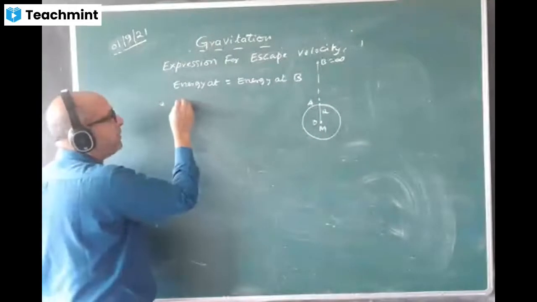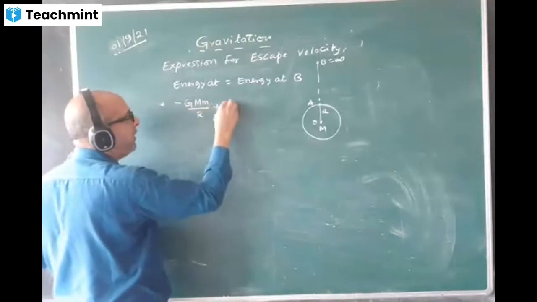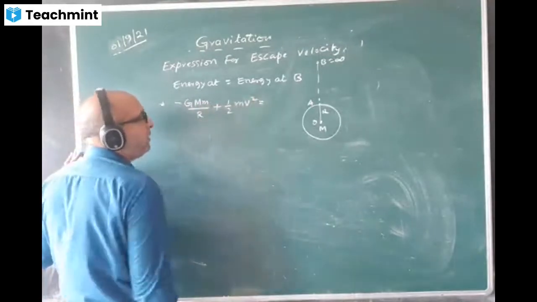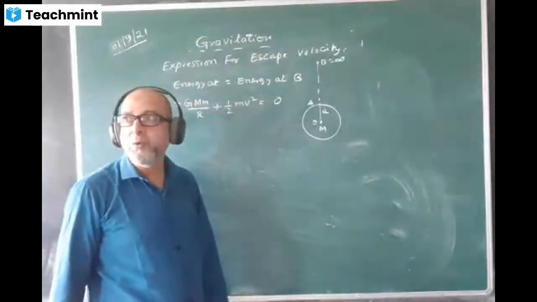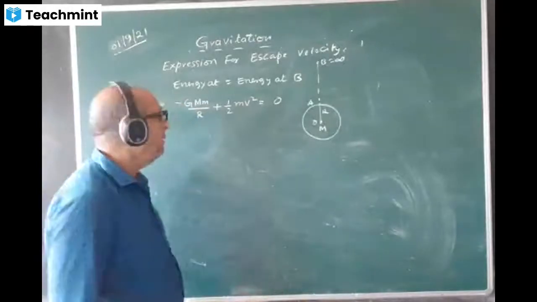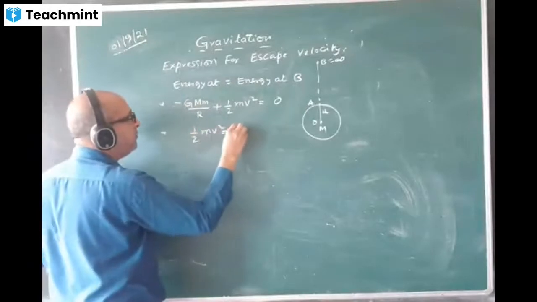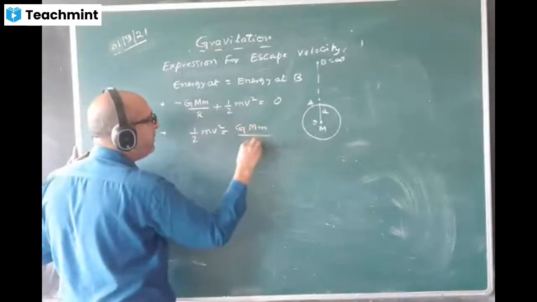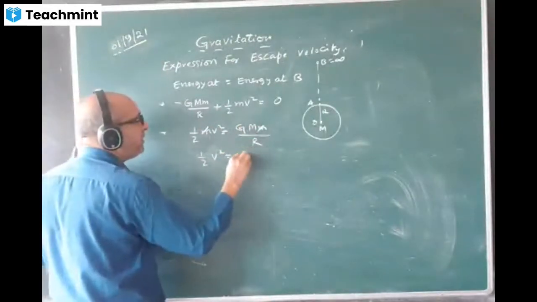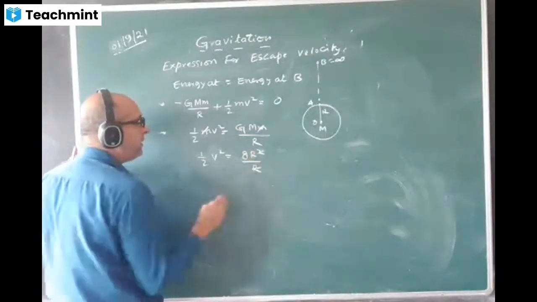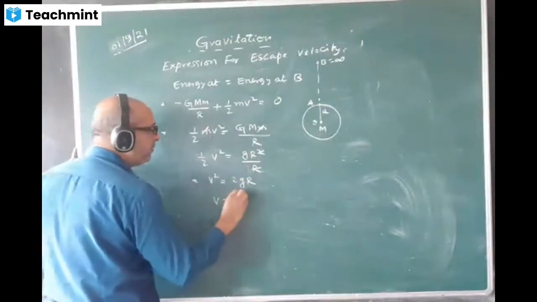Energy at A will be minus GMm by R plus half mv square. And energy at B will be 0, because the body is going beyond Earth's gravity, so the energy becomes 0. That's why the body doesn't return back. Taking this to the other side, half mv square is equal to GMm by R. m and m cancel. You get half v square equals GM by R, and putting GM as gR square, gR square by R, R cancelled. Therefore v square becomes 2gR, or v becomes root of 2gR.